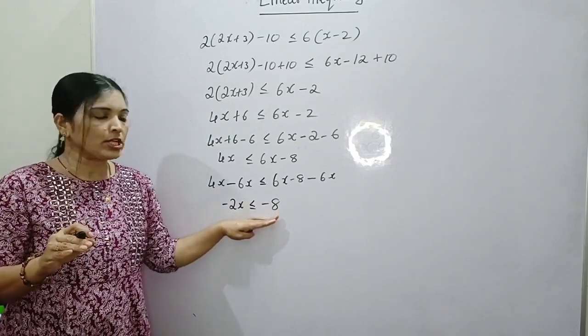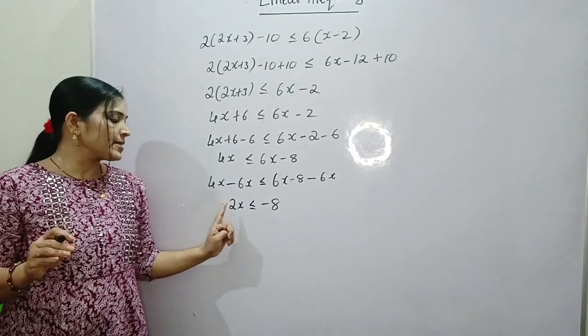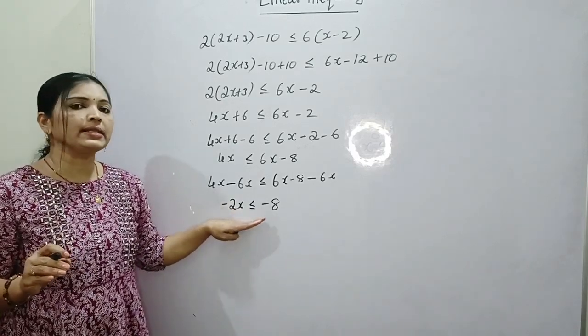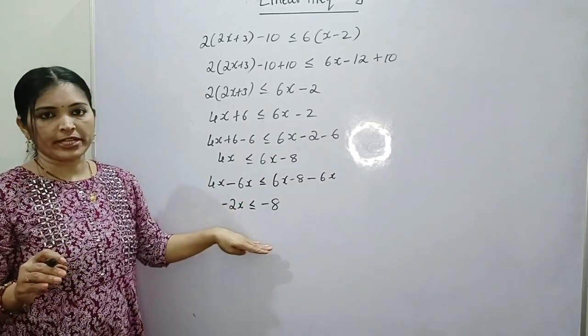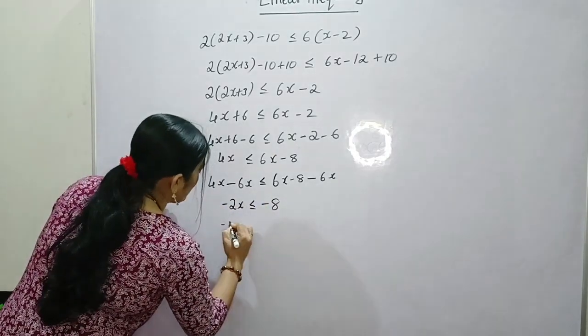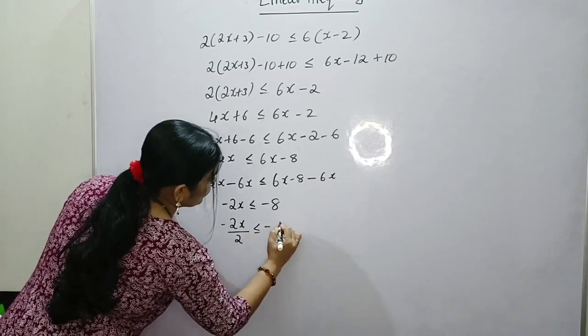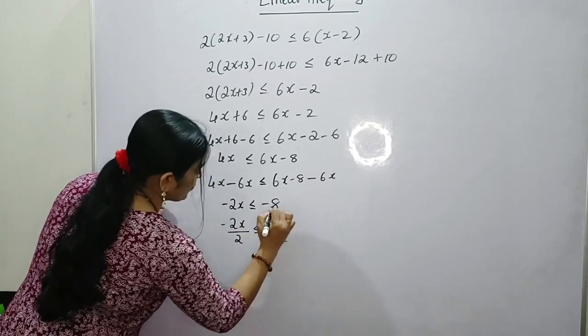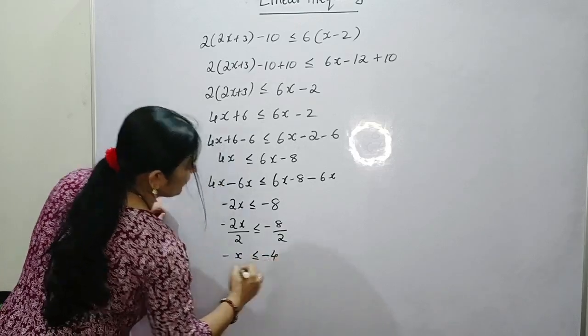Now here see, we have to make x, only x with the coefficient 1 on the left side, isn't it? So here 2x is there. We have to cancel this 2, so divide by 2 on both sides. So minus 2x divided by 2 less than or equal to minus 2 divided by 2. That is minus x less than or equal to minus 4.